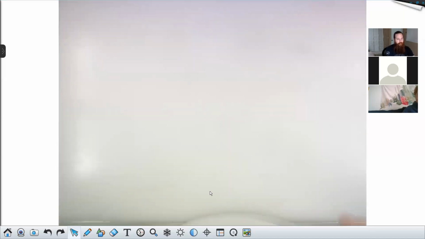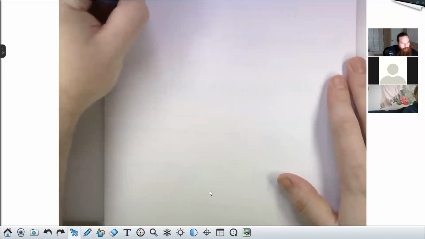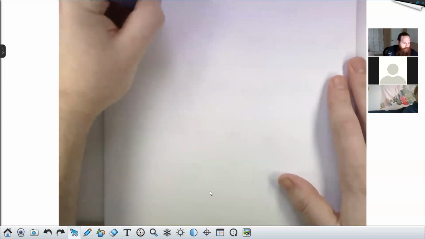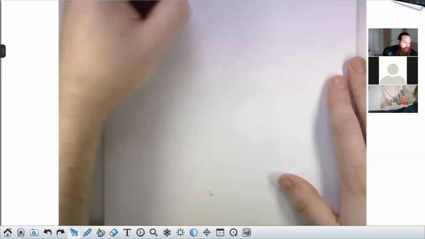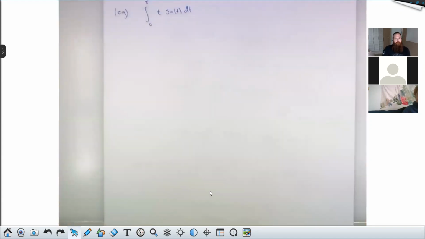Another family of functions that this is useful on. Let's do the integral from 0 to pi of t times sine of t dt. So same sort of thing. I've got a polynomial times, that's not e to the x, but it's a transcendental function. So polynomial times a transcendental function.